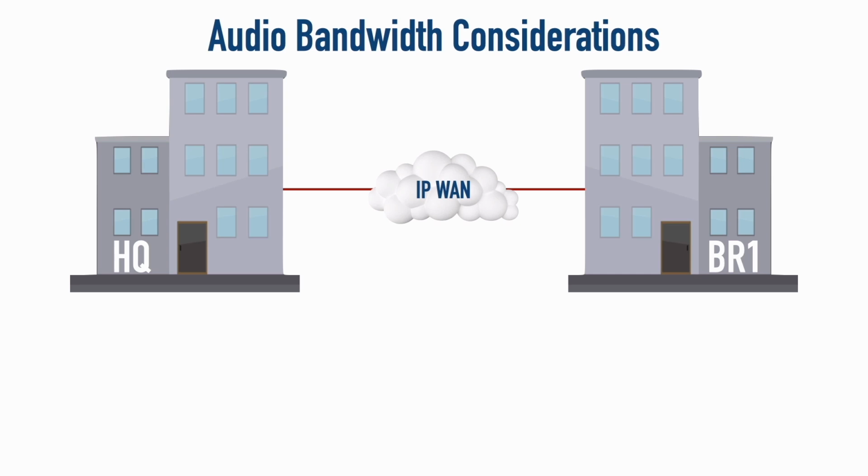In this video, let's consider a design consideration. How does the bandwidth used by our audio calls and our video calls impact an IP WAN interconnecting a couple of sites?